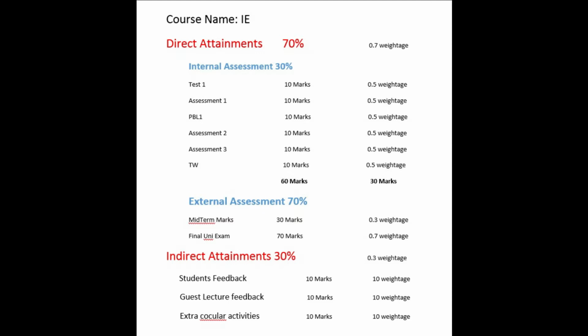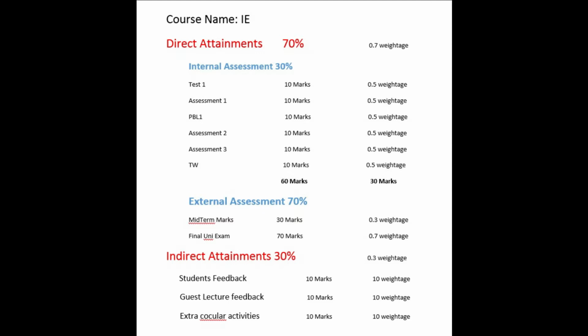Today we will see Moodle tutorials about gradebook setup. Gradebook setup is required for NBA accreditation to find out the direct attainment and indirect attainment of a particular subject. This tutorial demonstrates how one can add direct attainment and indirect attainment inside the Moodle.